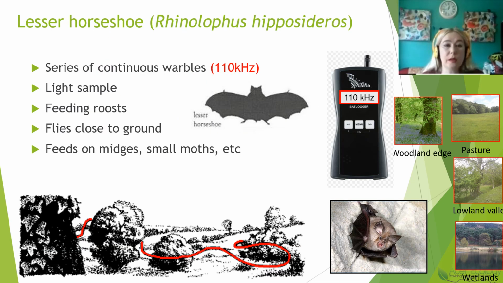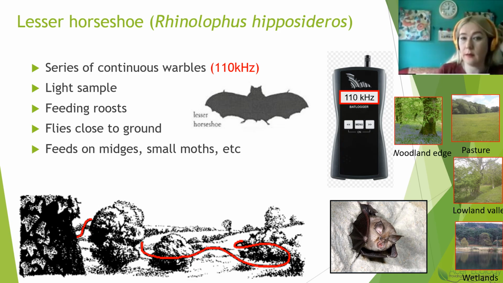Oh, we're going to start with lesser horseshoe bats. I mean, lesser horseshoe bats sound really interesting. Because they are the highest frequency of all the species, some bat detectors can find it difficult to pick them up.